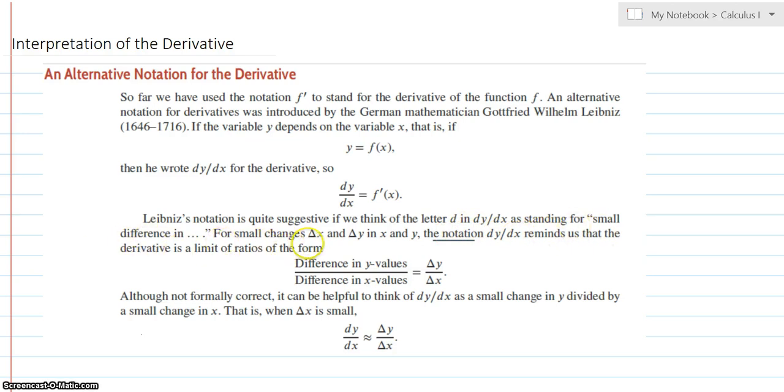For small changes in delta x and delta y, we saw this notation because we saw that if we looked at the slope of the secant line, it was the change of y over the change of x, delta y over delta x. And if we looked at the limit as that delta x went to 0 of that, that is a definition of the derivative. So this notation reminds us that the derivative is the limit of ratios of this form as the delta x goes to 0.